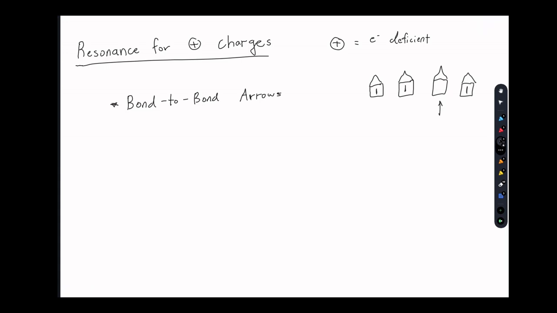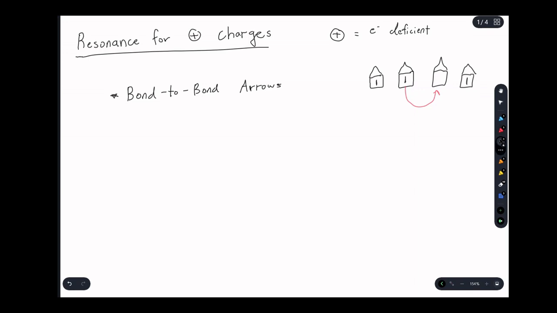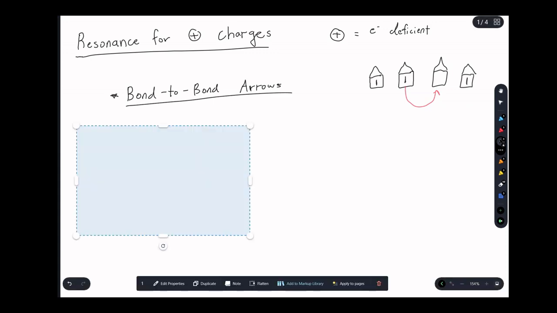Now, when it comes to resonance forms, that's good. That'll really help us understand rule number 2 of resonance forms, which is to give those electrons a good home. If we're going to be moving electrons around, it makes sense that we're going to be moving those electrons into that empty house. So that's one metaphor I like to think about. Another thing you're going to see when we're dealing with positive charges in resonance is the use of bond-to-bond arrows. And you'll see what I mean in a moment.